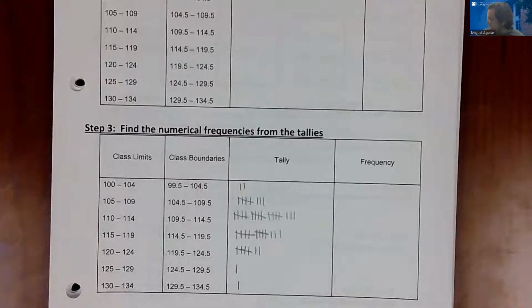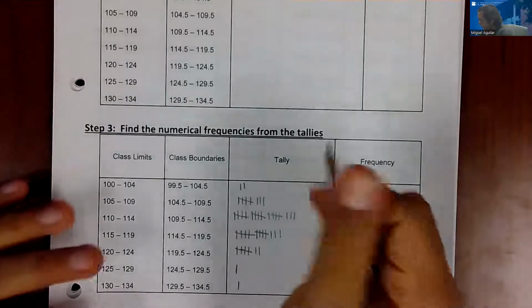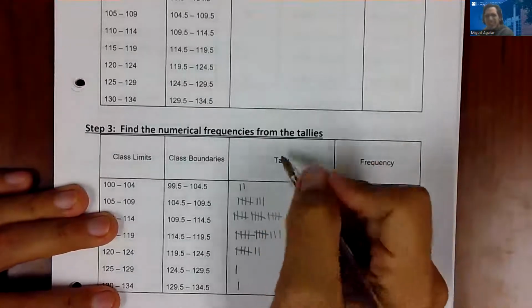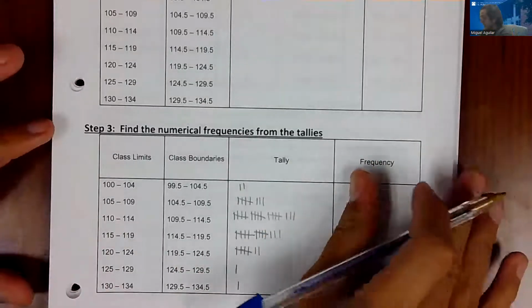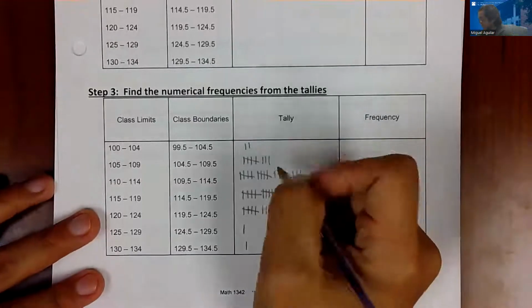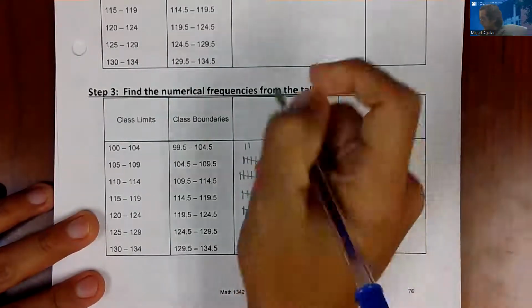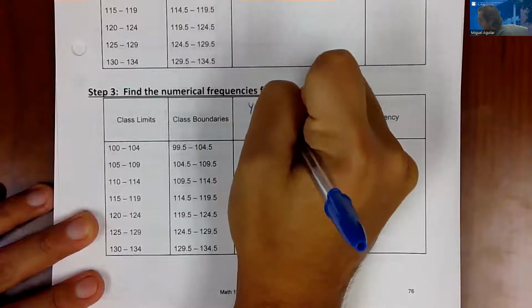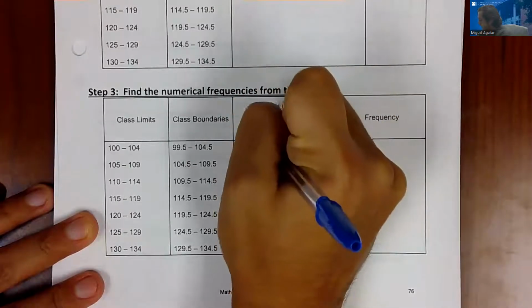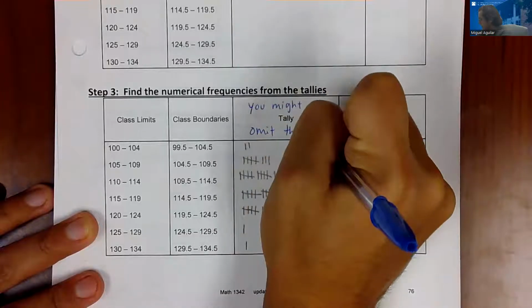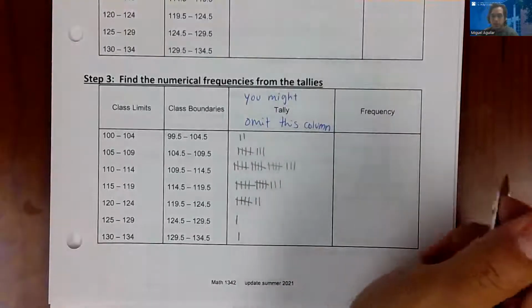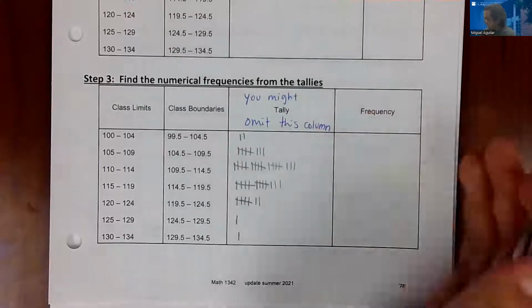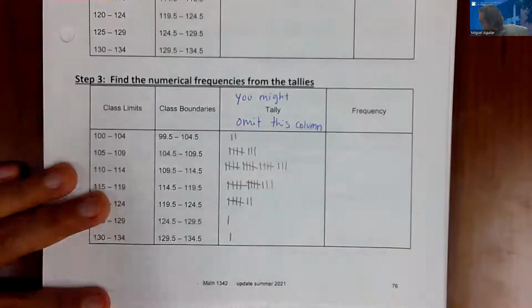So now we just need to count up our tally so that we can get the frequencies. Again, you don't have to do these tally marks. You could jump right into the frequency distribution unless the problem is specifically asking you to take the tallies. I wouldn't bother with the tallies because you're counting them, so just write the number down. So you might omit this column. But now let's go ahead and count up those tallies since they've done it so conveniently for us.